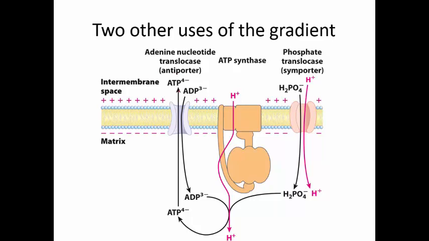And the gradient makes this favorable because we are moving out something that is a little more negative. So this is a cotransporter that moves in one ADP and moves out one ATP. ATP is a little more negative than ADP, however, so this is favorable because we're moving the more negative thing out. There's also a phosphate translocase, which moves a phosphate in.